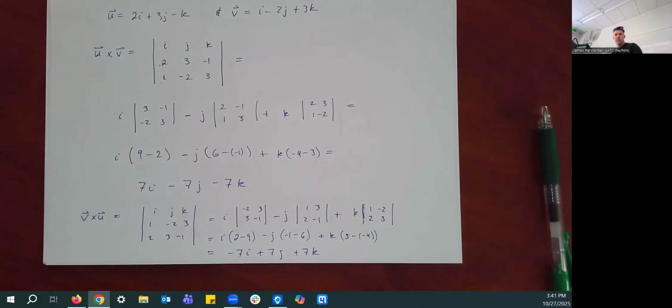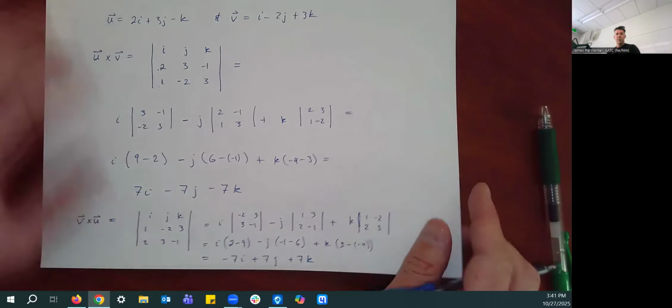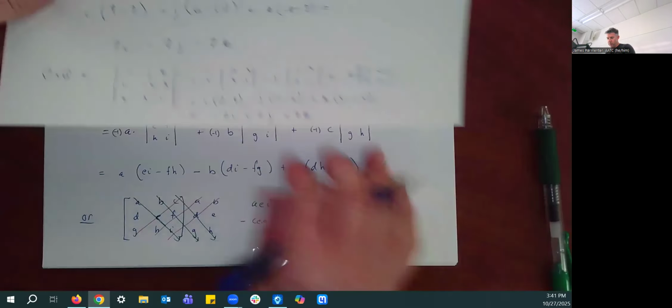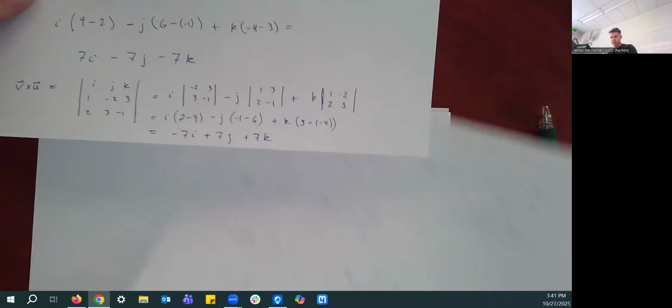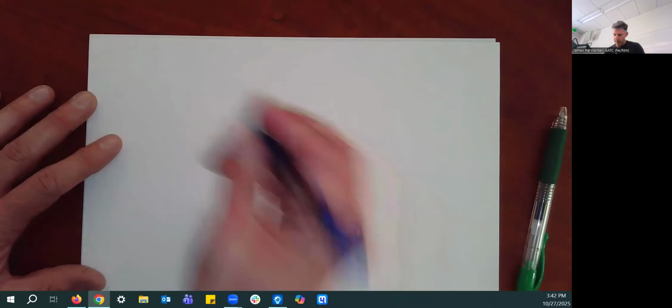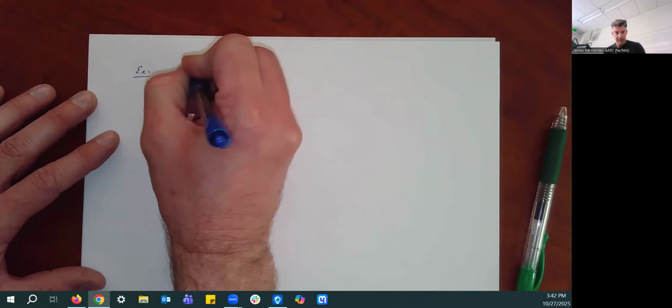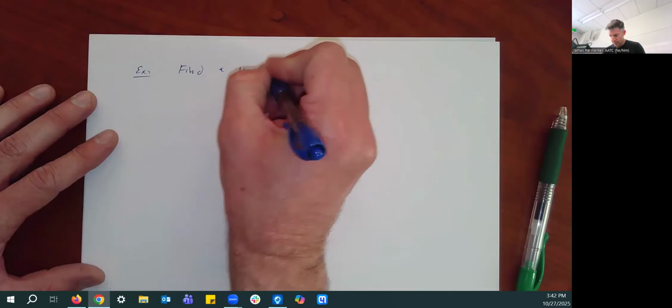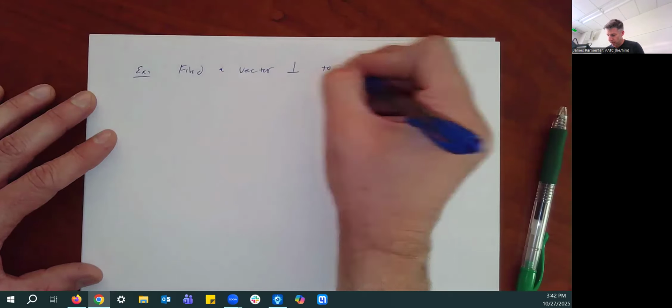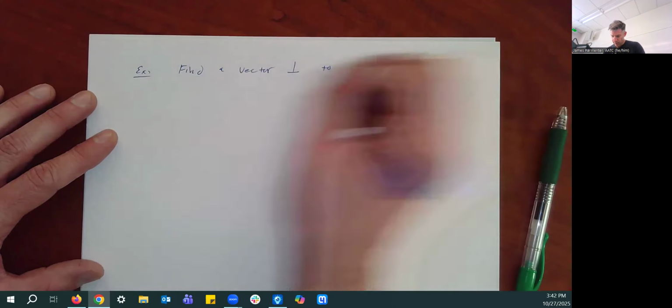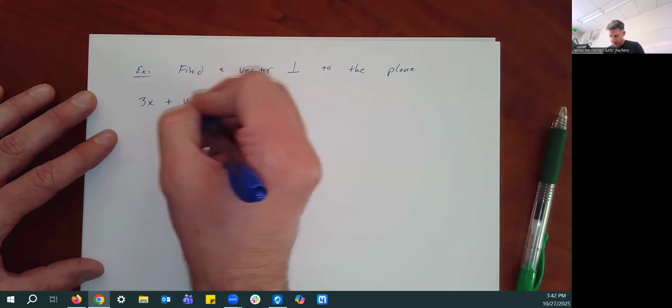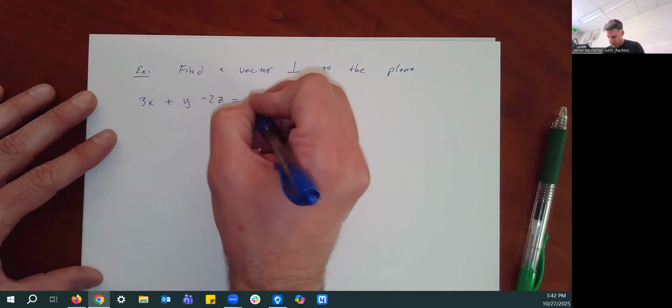Cool. So what do we do with all this? Good question. What do we do with all this? Lots of things. There are lots of fun things to do with this. So one example is the following. Sorry, things are going away fast. So here's an example. Find a vector perpendicular to the plane 3x plus y minus 2z equal to 12.